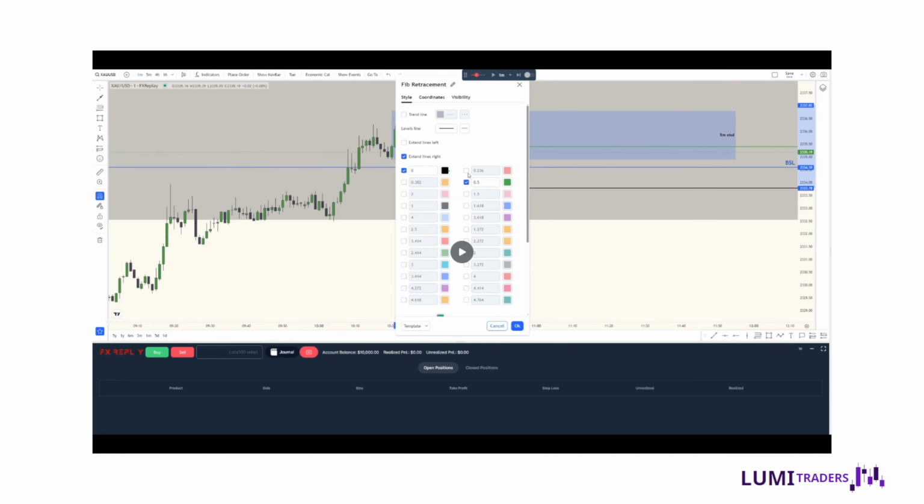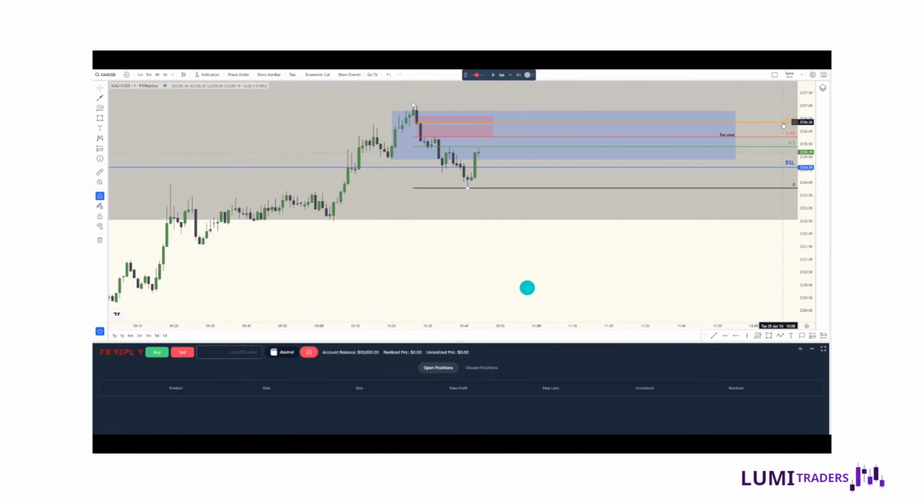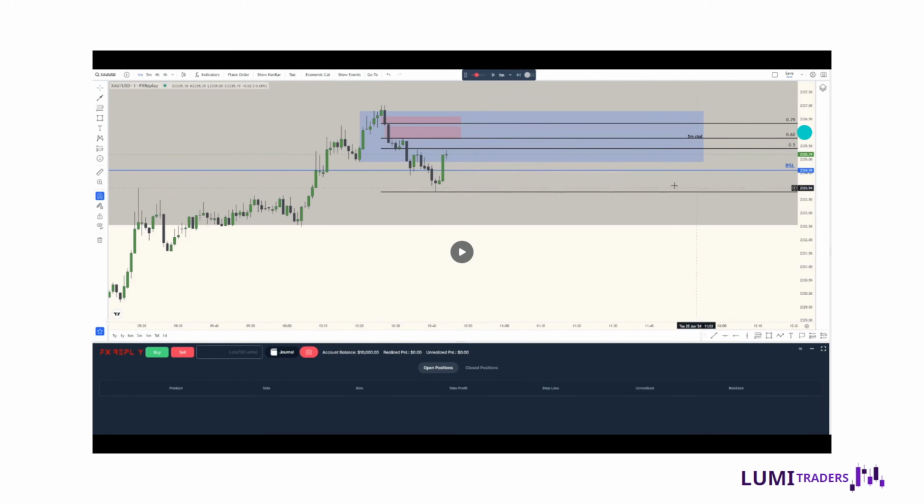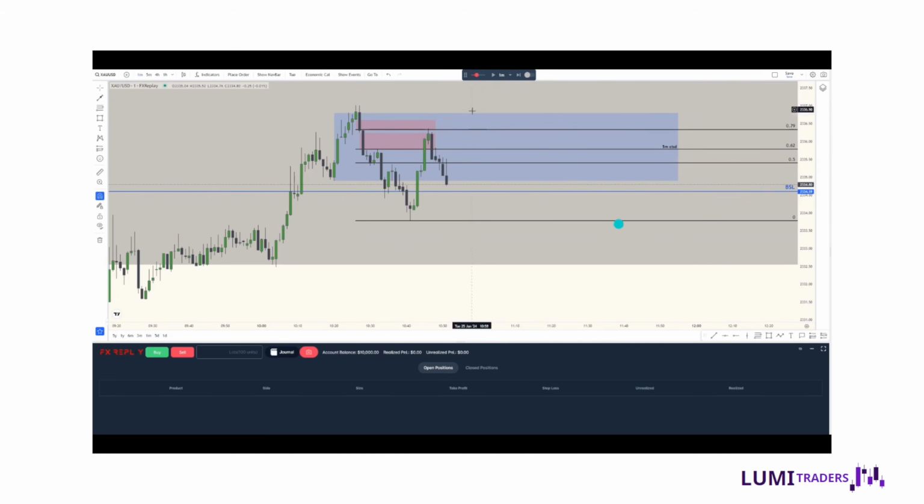Well, after I found two 1-minute imbalances, what do I want to do? Next step is OTE retracement. Here I select settings. So 62.79%. Boom. We see that price reached 79%. Perfect. What do I want to do next?